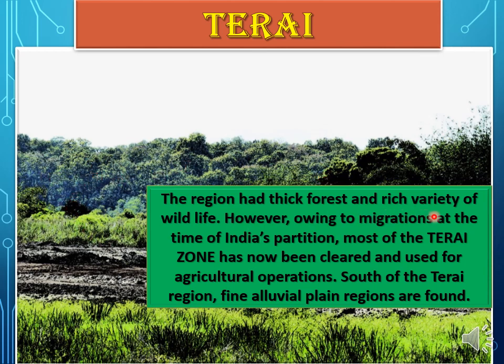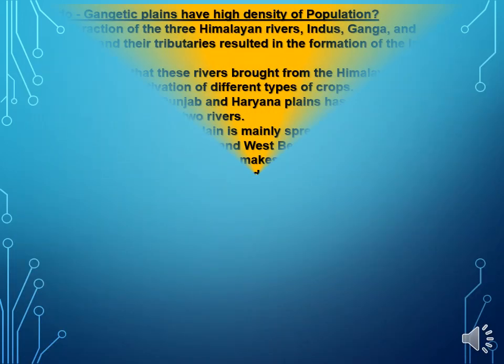This region had thick forests and a rich variety of wildlife. However, owing to the migrations at the time of India's partition, most of the Terai zone has now been cleared and used for agricultural operations. South of the Terai region, fine alluvial plains are found.